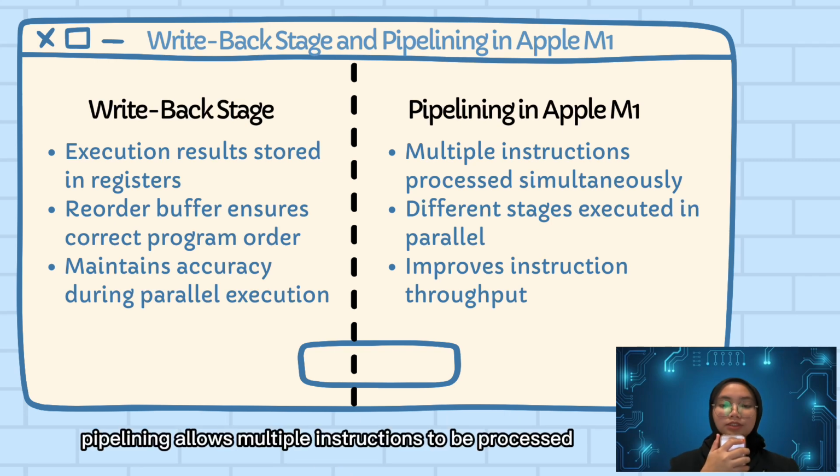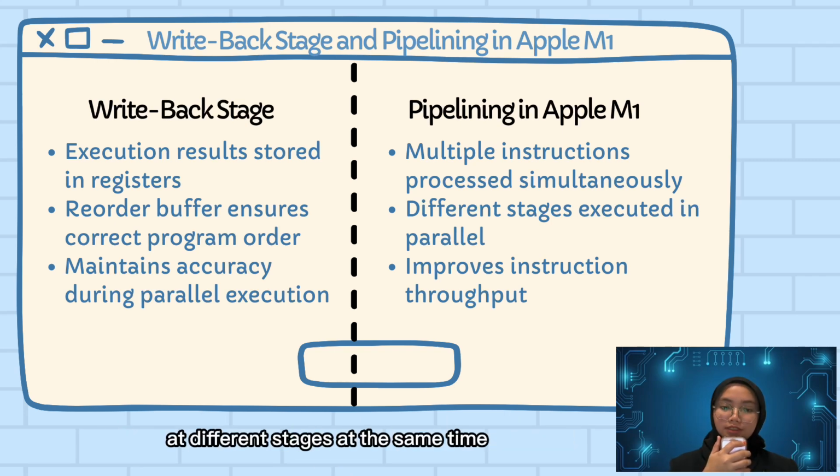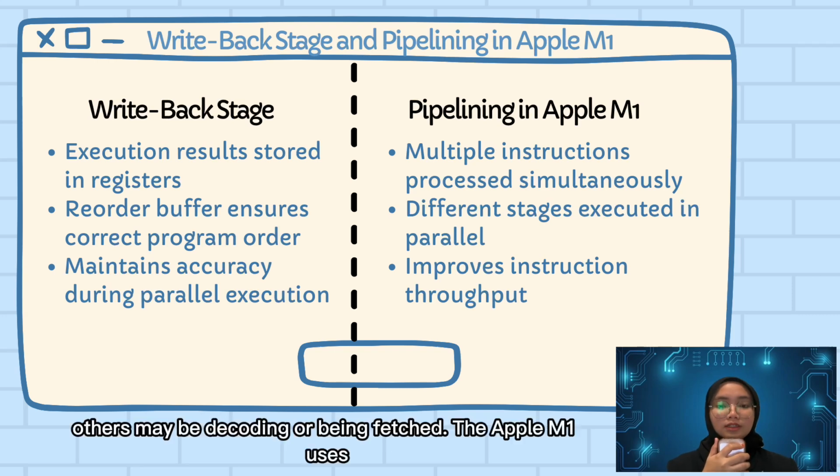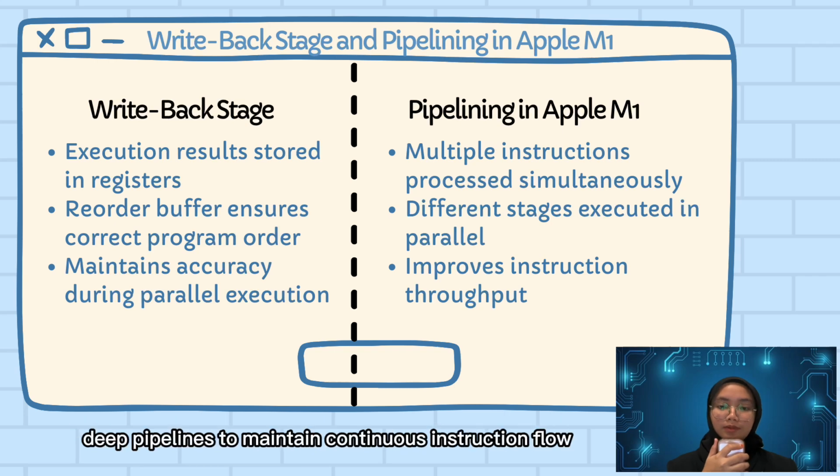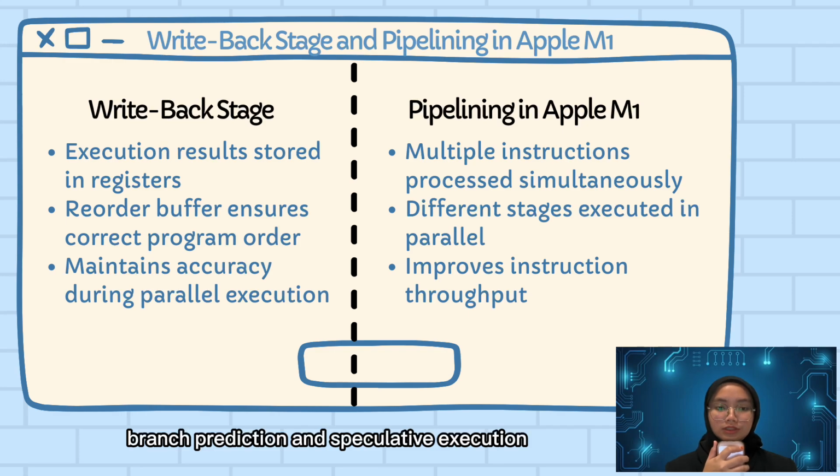Pipelining allows multiple instructions to be processed at different stages at the same time. While one instruction is executing, others may be decoding or being fetched. The Apple M1 uses deep pipelines to maintain continuous instruction flow without relying on very high clock speeds. Pipeline hazards are handled using instruction reordering, branch prediction, and speculative execution.